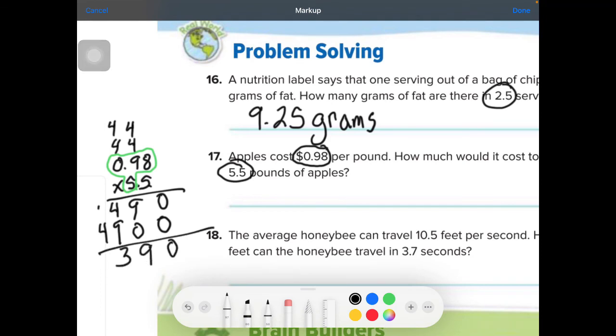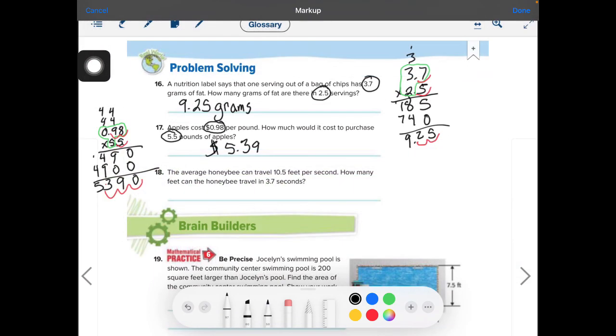0, 9, 13, 5. All right, let's count how many place value positions we're going to go over. 1, 2, 3. So our answer is going to be 5.39. We don't have to add that extra 0. And we are going to put a dollar sign because it's going to cost $5.39.